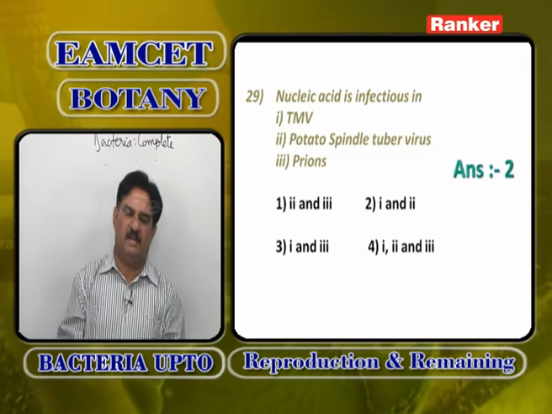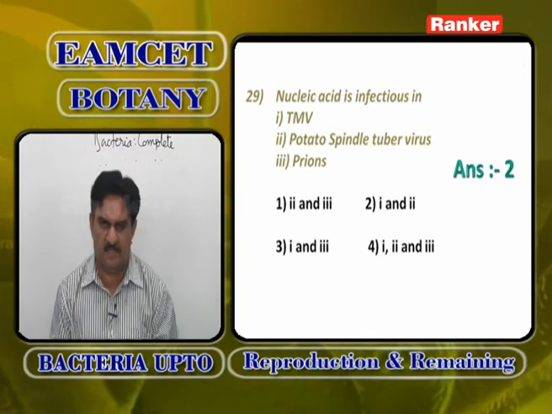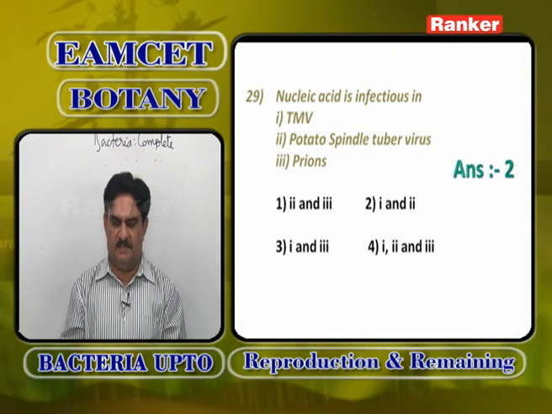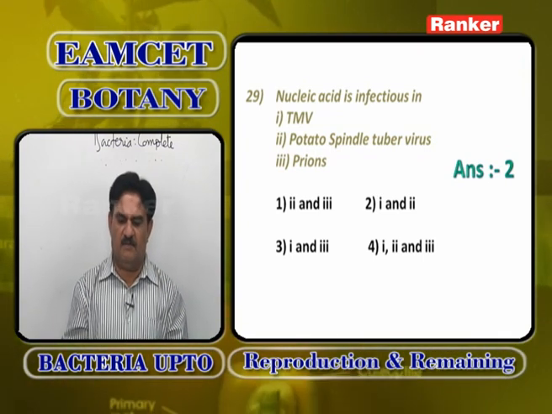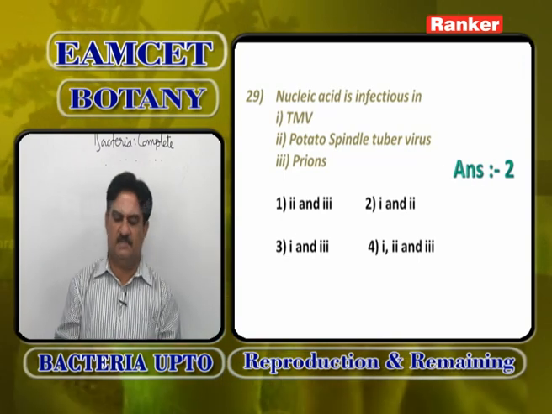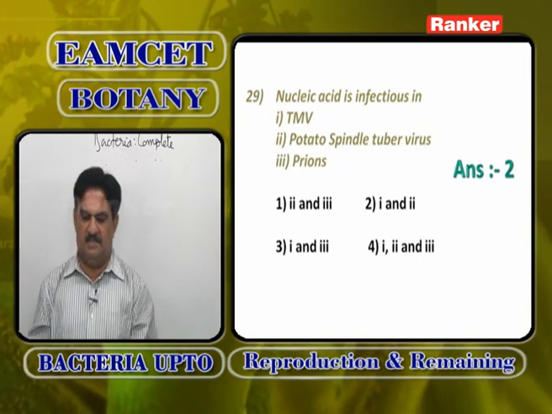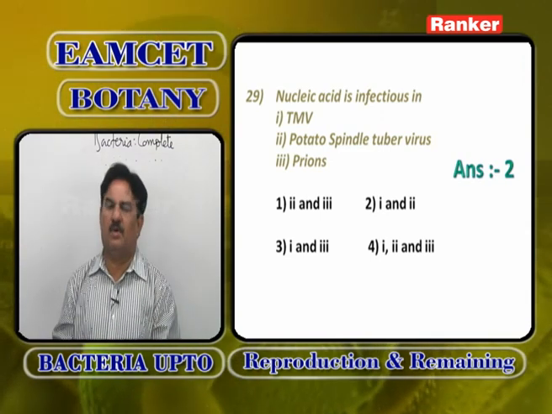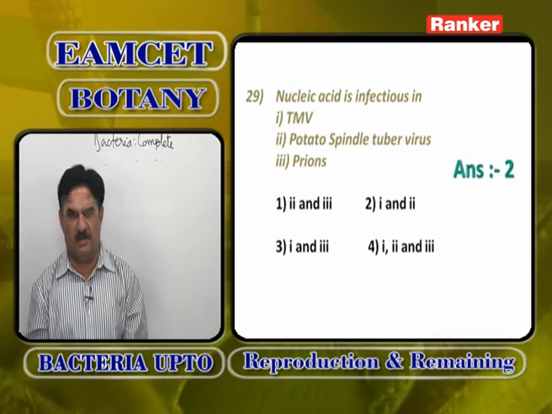So, in tobacco mosaic virus, the genetic material is infectious, which causes diseases. In potato spindle tuber virus, only genetic material is present, which is also causing disease or infectious. In prions, the protein coat is infectious. So, nucleic acid is infectious in tobacco mosaic virus, potato spindle tuber virus, 1 and 2, second option.